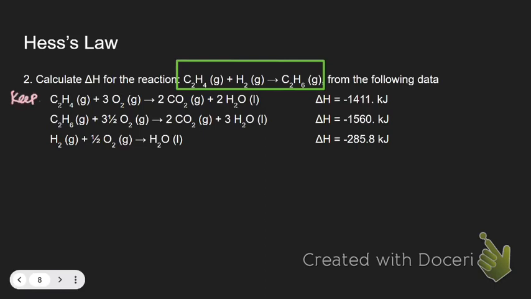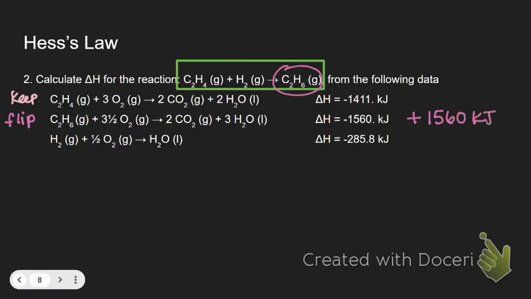For the second intermediate reaction, we have C2H6 as a reactant, whereas in our overall equation, it is a product. So that is a telltale sign that you're going to have to flip or reverse the reaction. So we're going to end up flipping this guy. When you flip this reaction, the sign will also change. So this would be positive 1560 kilojoules.